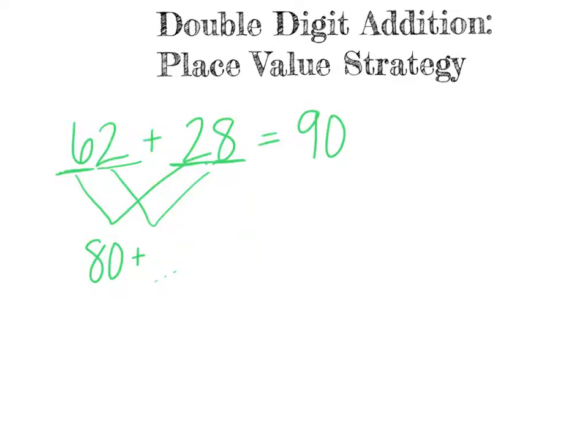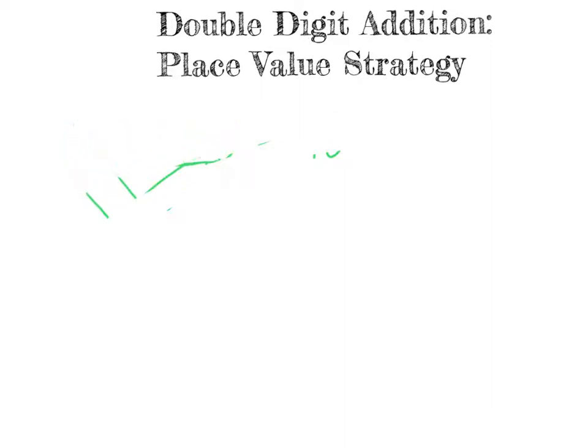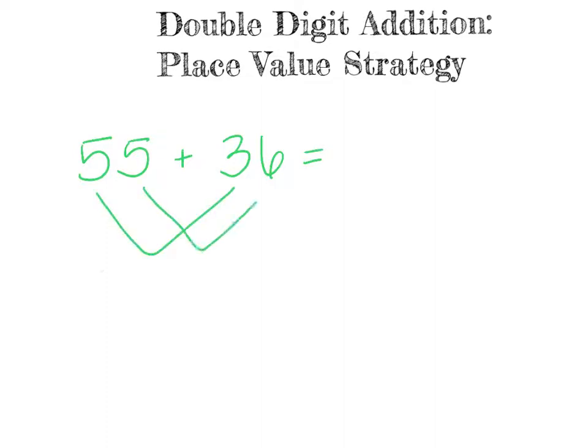Now let's do another problem. So our next problem is going to be 55 plus 36. And I need to draw my carets. So now I'm going to add my tens first. So I'm going to add 5 plus 3. Remember, this is not just 5 plus 3, it's 50 plus 30. And I know that 50 plus 30 equals 80.